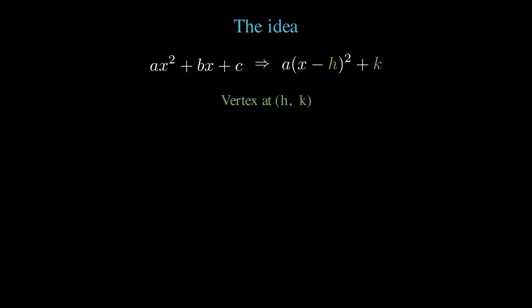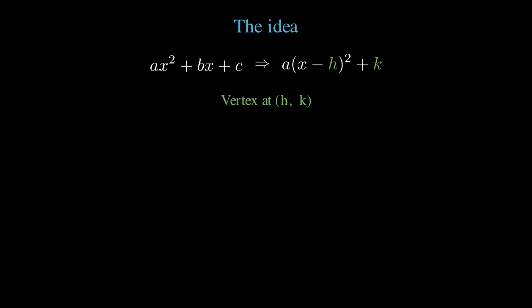So what does completing the square actually mean? You rewrite a quadratic from standard form into vertex form. Standard form looks like ax squared plus bx plus c. Vertex form looks like a times the quantity x minus h squared plus k. The vertex of the parabola is the point (h, k). Those letters are coordinates, not decoration.